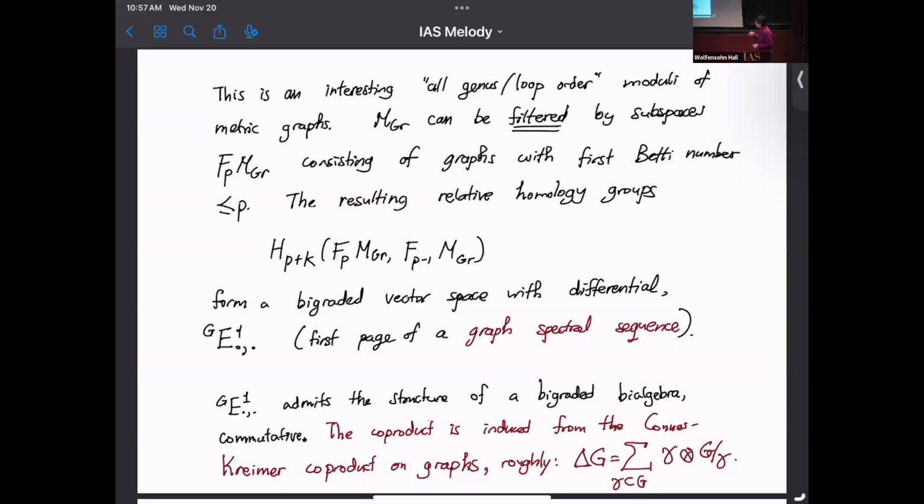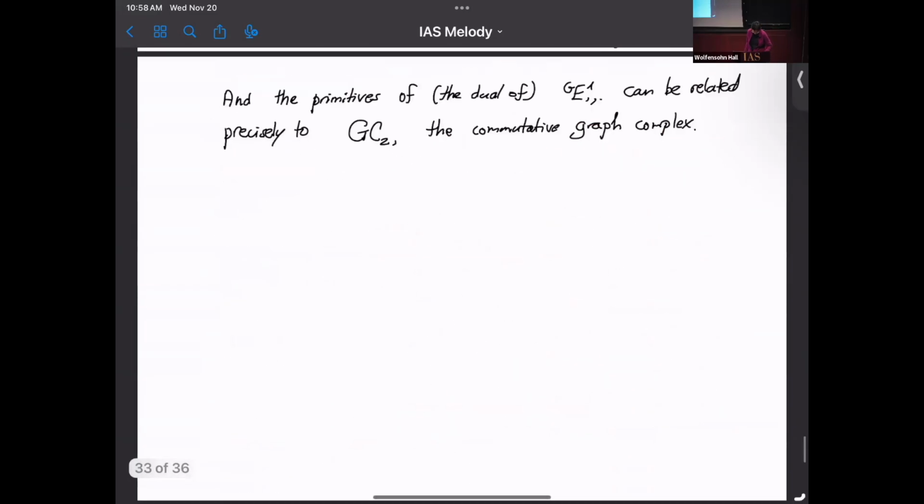The theorem is that this bigraded vector space admits the structure of a bigraded bialgebra, almost a Hopf algebra, but not quite, and it's commutative. And this actually has a space level instantiation, very roughly speaking. It can be made precise, but for this slide, it is related in a precise way to the Connes-Kreimer coproduct on graphs, which I know some people might be more familiar with than I am. This is the coproduct that takes a graph and splits it into the sum over all subgraphs of the subgraph tensor the contraction. And just to relate to the talk from Monday, the primitives of the dual of this bigraded vector space with differential can be related precisely to Kontsevich's commutative graph complex in a way I won't state precisely.